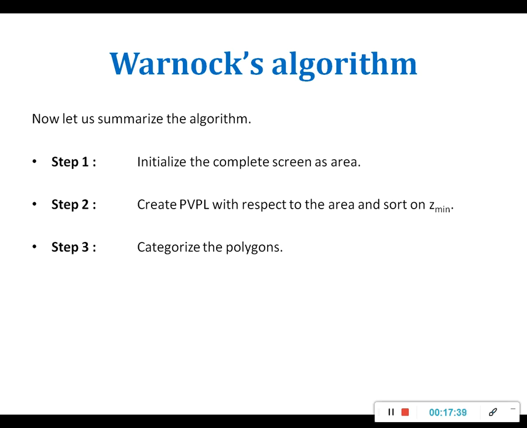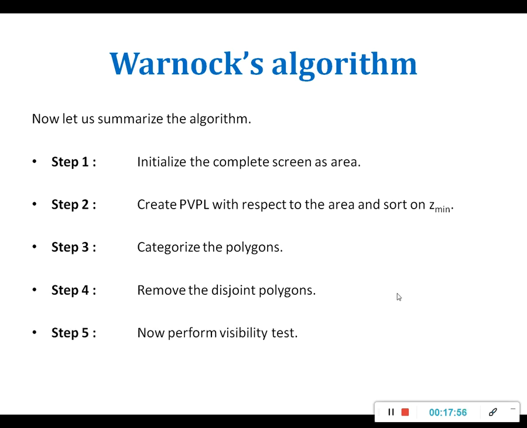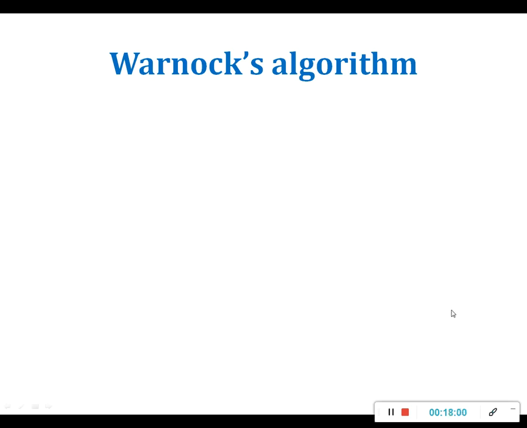We check which kind of category it is, whether it is surrounding, disjoint, or content, and according to that we categorize it. Then we remove the disjoint polygons because we are not working on them. If they are disjoint, we are not going to display them or include them in the PVPL list. We discard such polygons.